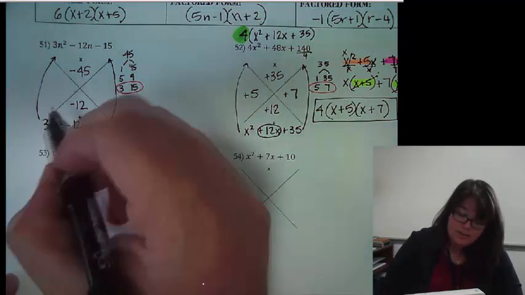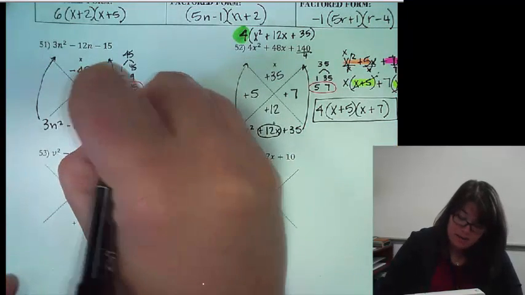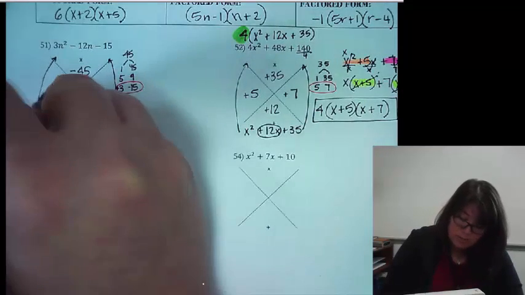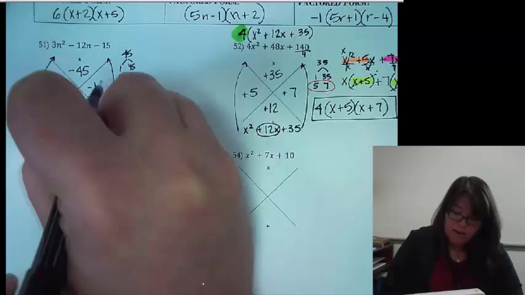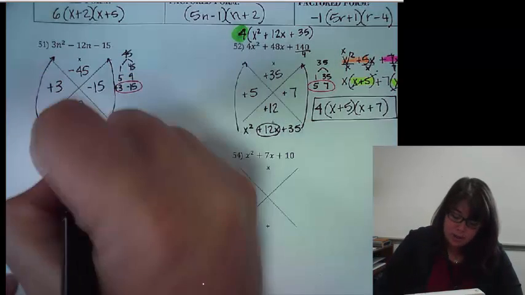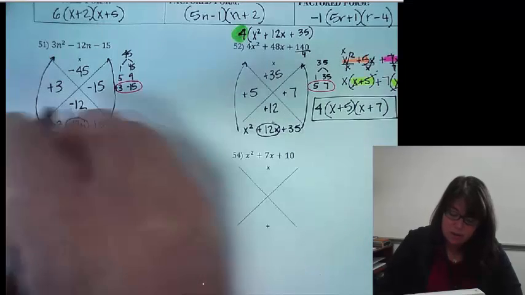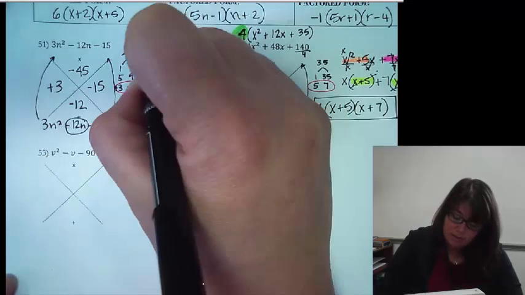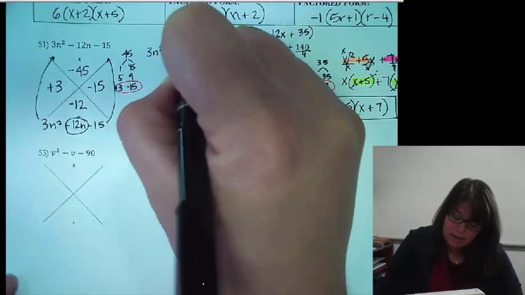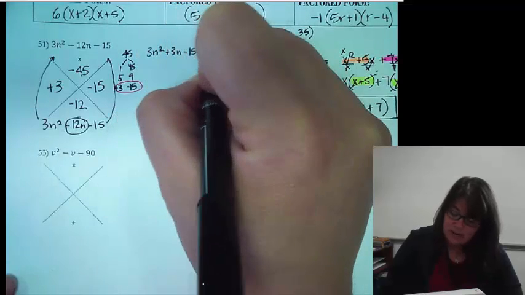I want it to be a negative 12, so my big number is going to be negative. My small number is going to be positive. So my two magic numbers are positive 3 and negative 15. Okay? Now, I'm going to take my middle term and I'm going to split it up using my two magic numbers. So I'm going to have 3n squared plus 3n minus 15n minus 15.